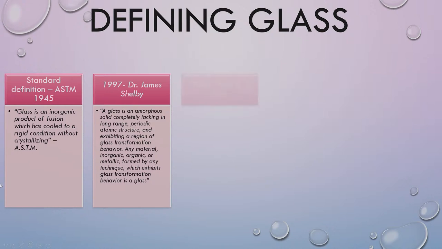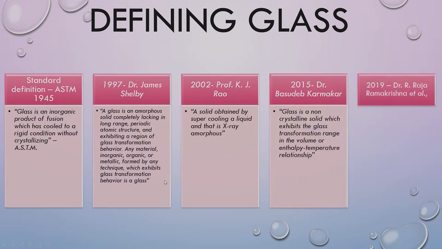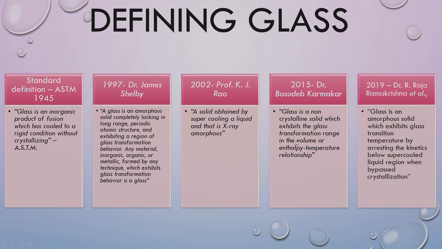Coming to the next important aspect, if you look at the definitions, Professor K.J. Rao said glass is a solid obtained by supercooling liquid that is X-ray amorphous. Then Vasudev Karmakar defined glass as a non-crystalline solid which exhibits Tg over a volume enthalpy relationship. And this is the new definition by our previous coordinator, my colleague, co-guide and friend Dr. R. Rajaram Krishna, where he states that glass is an amorphous solid which exhibits glass transition temperature by arresting the kinetics below the supercooled liquid region by surpassing the crystallization. This is the holistic definition of glass, which was formed latest in the year 2019.